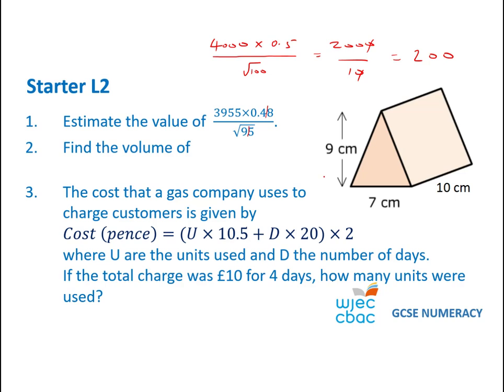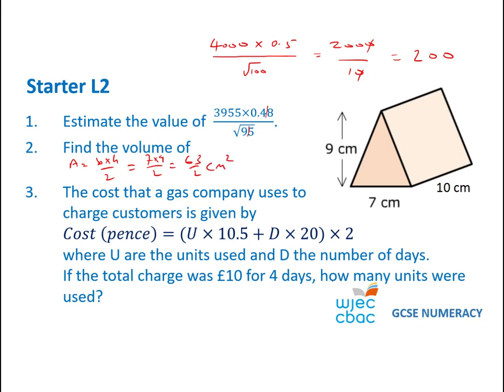Question number 2, find the volume of this shape. Okay, it's a triangular based prism. It's the same shape all the way through. So to find the volume of this shape, you find the area of the front face and then you multiply it by the length. Front face is a triangle. Area of a triangle is equal to base times height over 2. So that's going to be 7 times 9 over 2, which is equal to 63 over 2 centimeters squared.